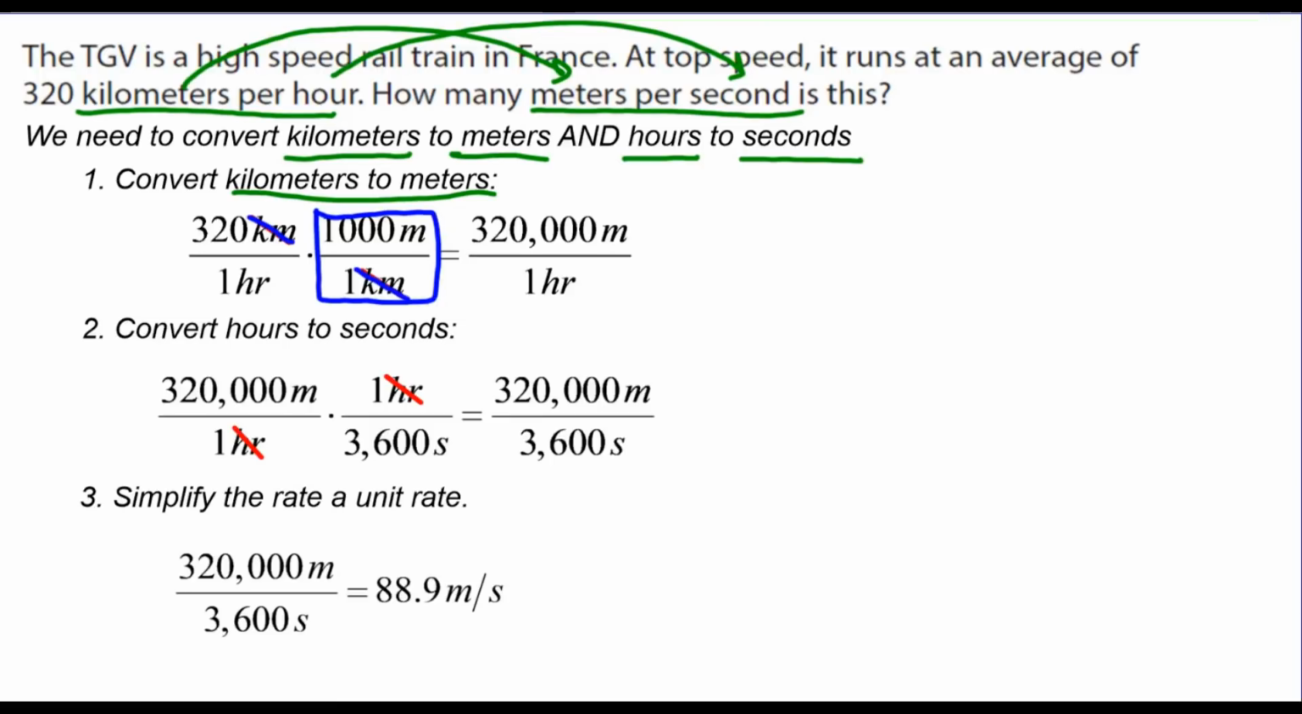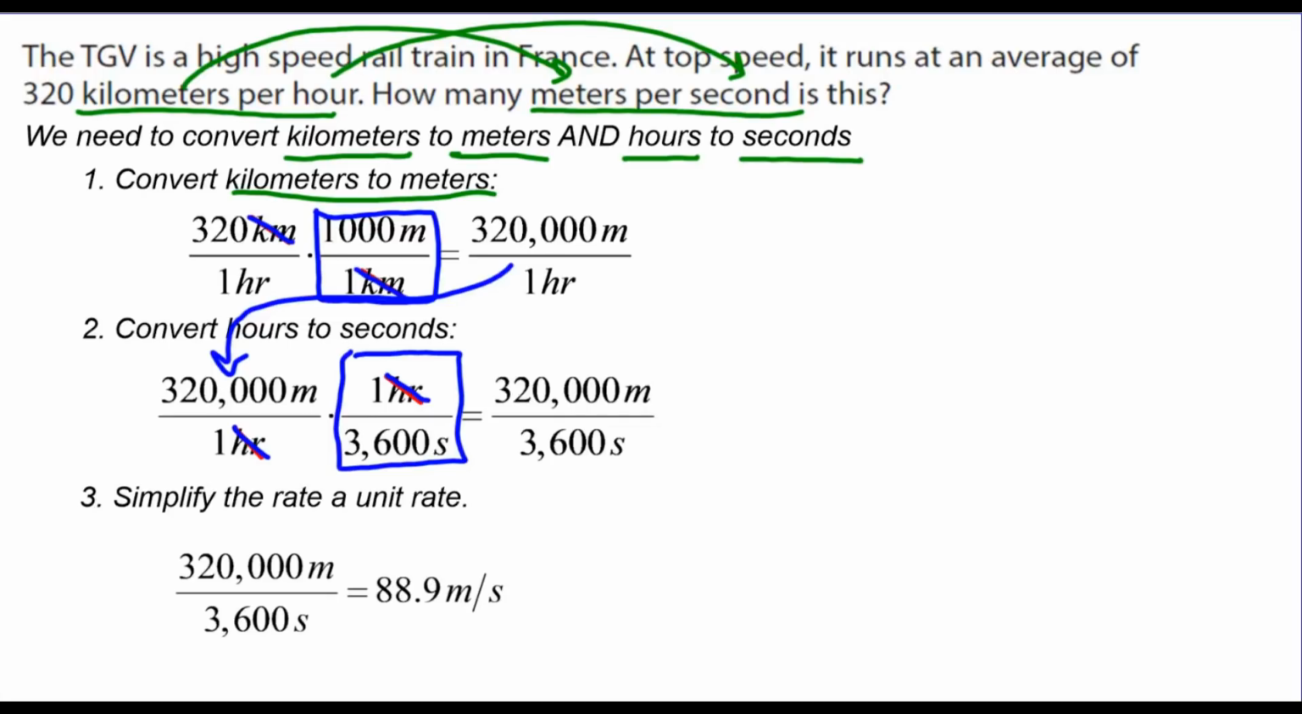So now in the second step, I'm going to take this rate and now convert the hours to seconds. And then my unit conversion factor, there are 3,600 seconds in every hour. And I put hours on the top because I want hours to cancel out with my hours in my rate. So now I have meters in the top, seconds in the bottom. When I multiply across, I get 320,000 meters every 3,600 seconds.